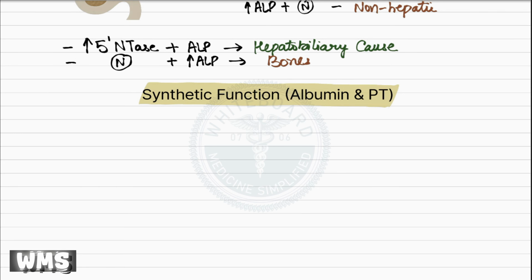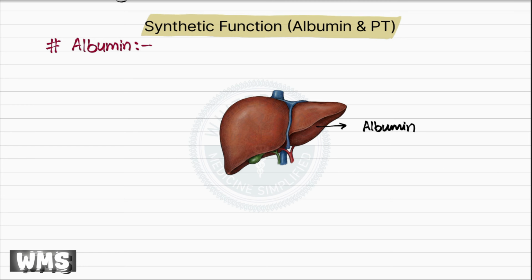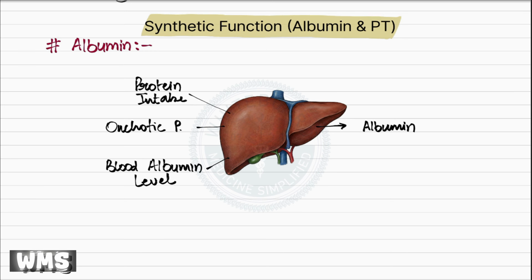Now, for the synthetic function of the liver, the two main tests we rely on are serum albumin and prothrombin time. This is where we assess how well the liver is actually performing its job, not just whether it is injured. One of the key markers here is albumin, which is produced by liver cells. Its production depends on factors like dietary protein intake and oncotic pressure, and it is also regulated by the existing albumin level in the blood. That is, when the albumin level in the blood is low, the liver increases its production, and when the level is adequate, production is reduced.